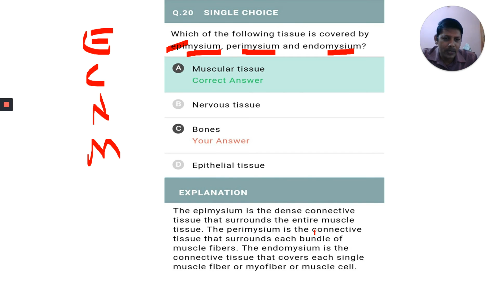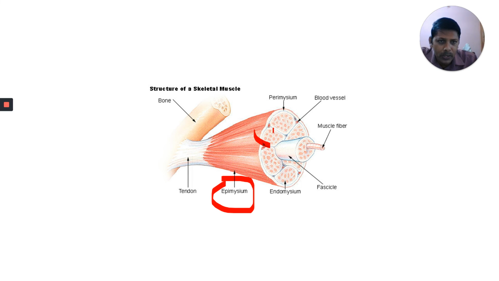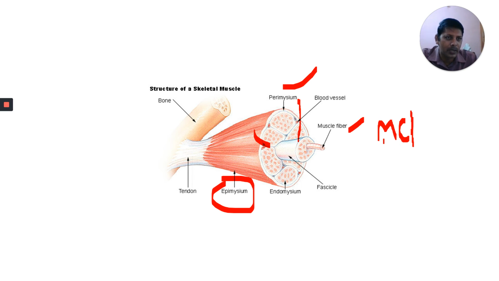Next, perimysium is the connective tissue that surrounds each bundle of muscle fibers. That means a fascicle. This is one fascicle, the muscle bundle, and it is surrounded by perimysium. And next, muscle fiber. Muscle fiber means muscle cell or sarcocyte. The meaning of muscle fiber, muscle cell, myocyte, and sarcocyte is the same.